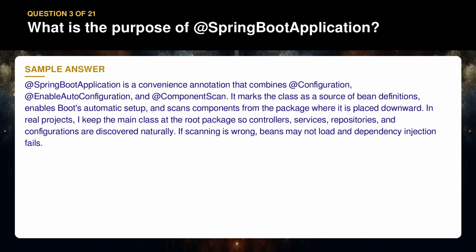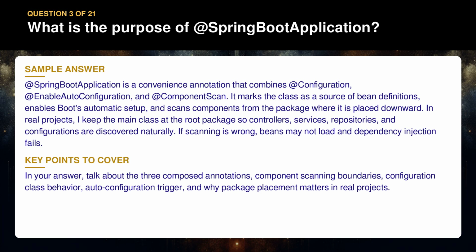In real projects, I keep the main class at the root package, so controllers, services, repositories, and configurations are discovered naturally. If scanning is wrong, beans may not load, and dependency injection fails. In your answer, talk about the 3 composed annotations, component scanning boundaries, configuration class behavior, auto-configuration trigger, and why package placement matters in real projects.